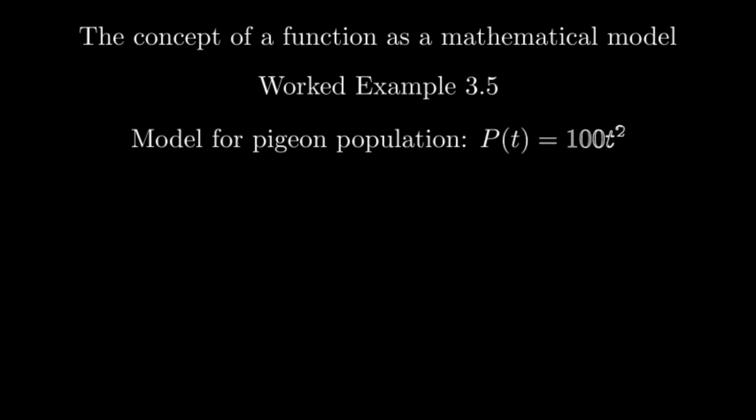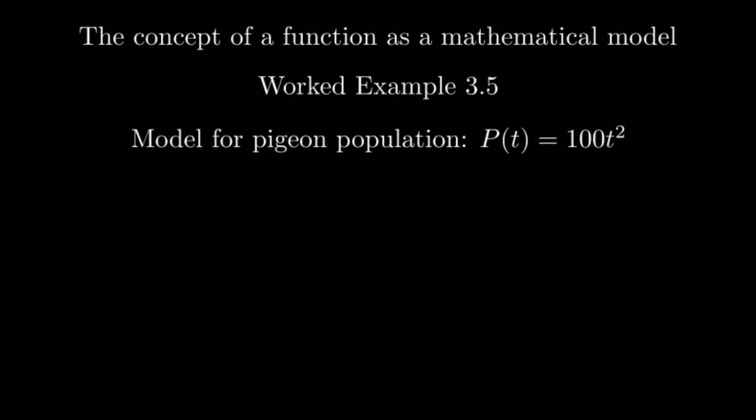However, it's crucial to understand that real-world data is messy. Models are almost never perfect. Let's consider this example. A model for the population of pigeons, P, on an island t years after being introduced is given by P of t equals 100t squared. This is a simple quadratic function.